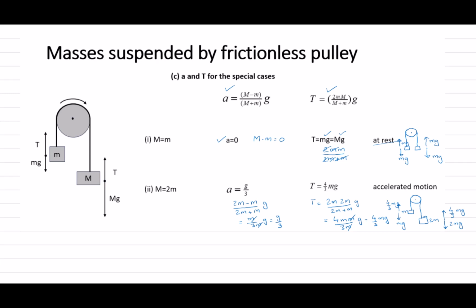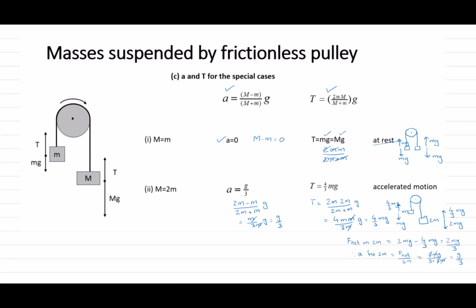Now, if you see this case pictorially, we have the bigger mass 2m. For the free body diagram, the downward force will be 2mg and the upward force, tension, will be 4 over 3 mg. And for the smaller mass, respectively, the forces will be mg in the downward direction and 4 over 3 mg in the upward direction.